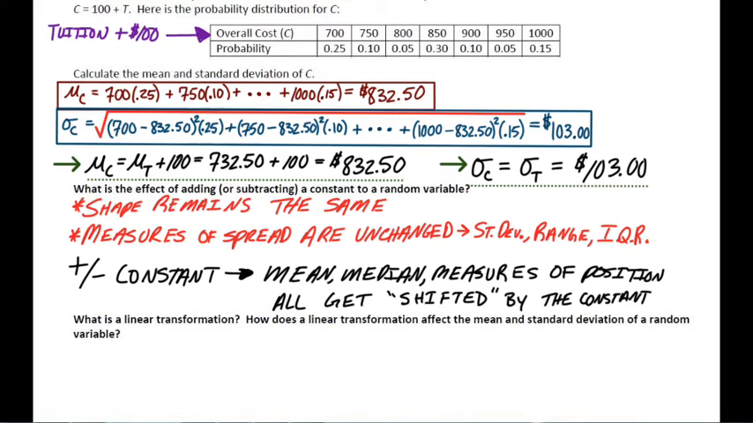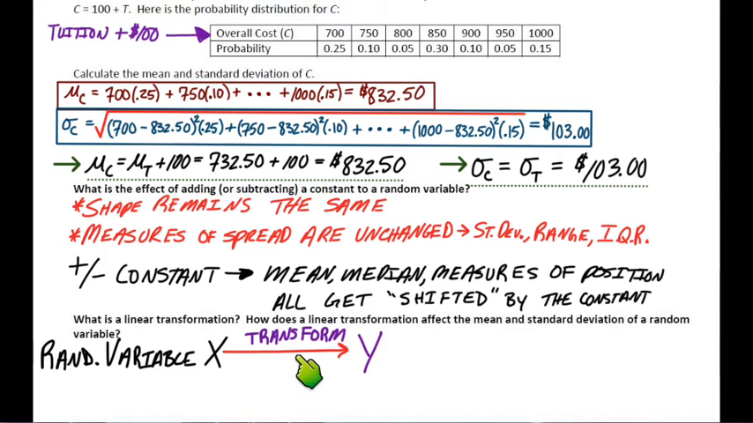Okay, so then what is a linear transformation? We've talked about adding or subtracting a constant. We've talked about multiplying by a constant. So now let's talk about the big picture. What is a linear transformation? How does a linear transformation affect the mean and standard deviation of a random variable? Let's just start with a random variable x, and that's what we began these notes with, just a random variable, call it x. When we transform x, we're going to have a new random variable when we're done. For now, let's just call that y.